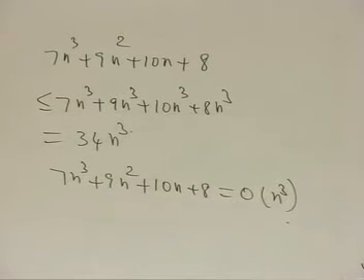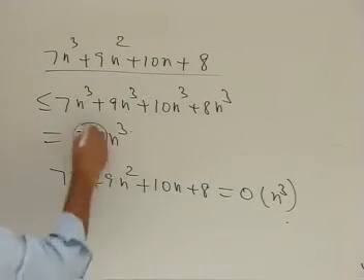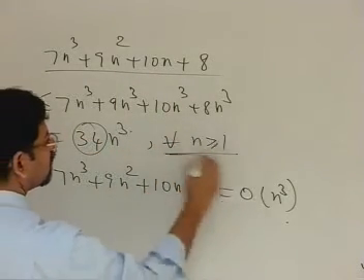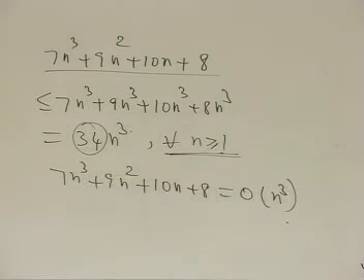I can write like this. Why? This function is less than or equal to 34 for all n greater than or equal to 1. This is true, for all n greater than or equal to 1. So, mathematical definition wise, you see that I can write like this.